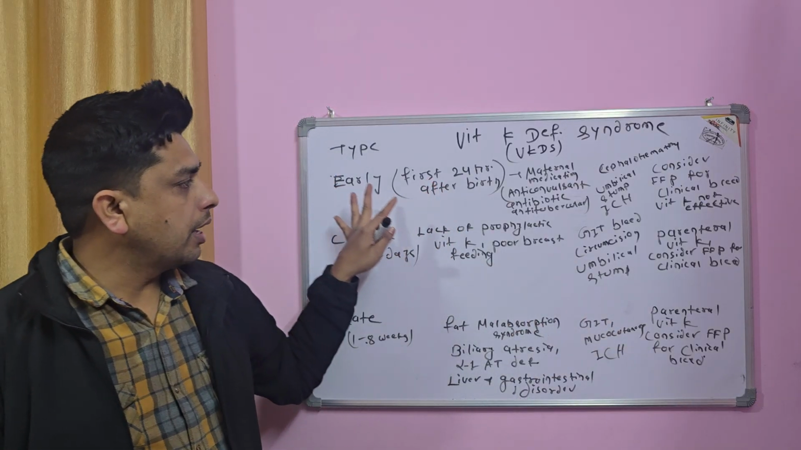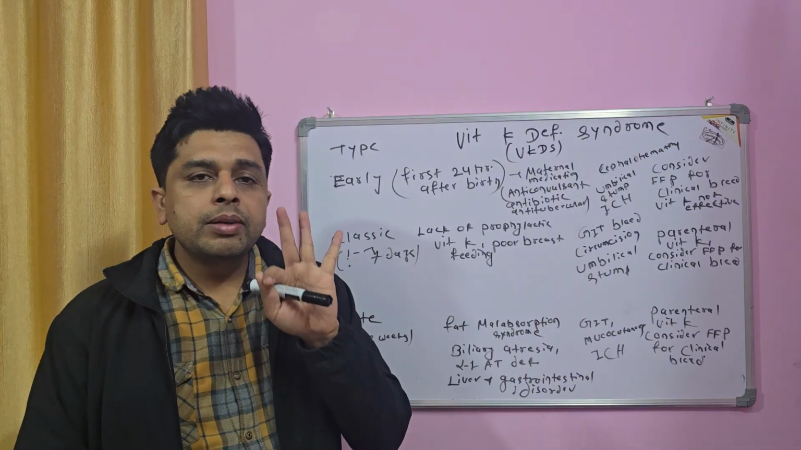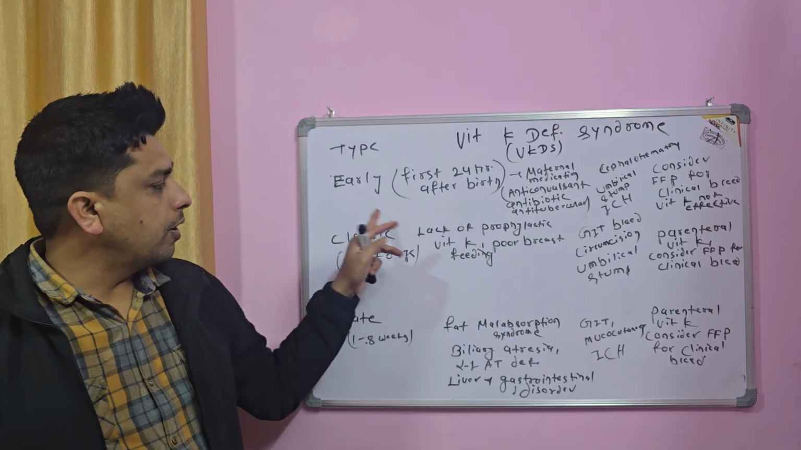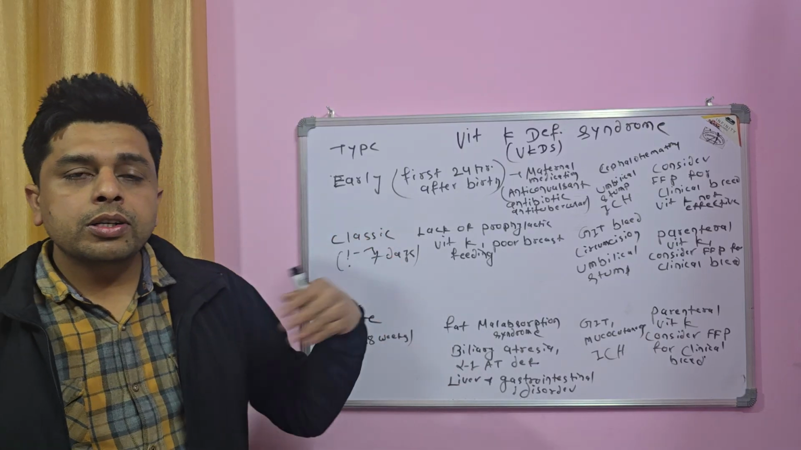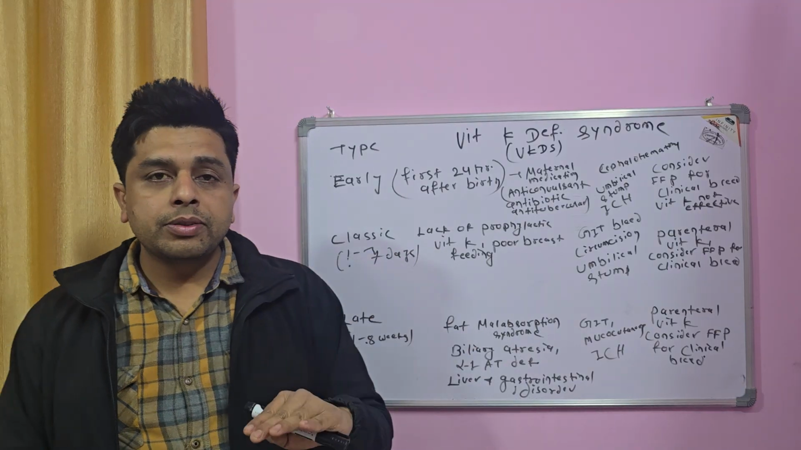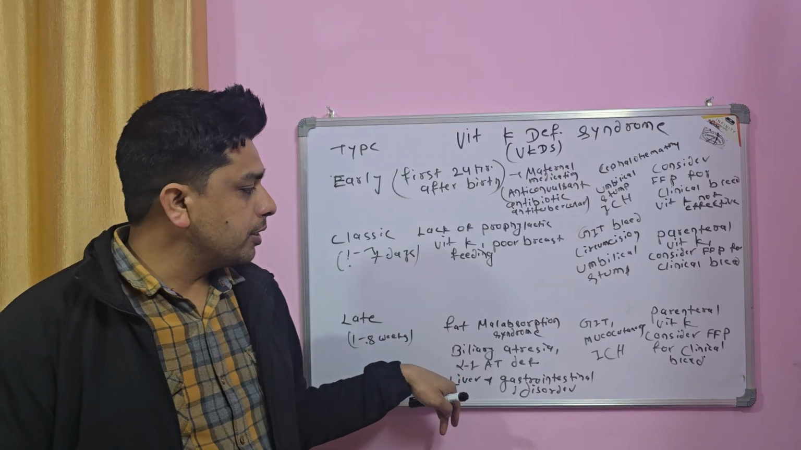So after discussing this, we have to keep in mind that only three most common causes of bleeding occur in the newborn, that is early, classic, and late. Early occurs within the first 24 hours after birth, classical occurs in 1 to 7 days, that is within 1 week after birth, and late is 1 to 8 weeks, that is within 2 months.